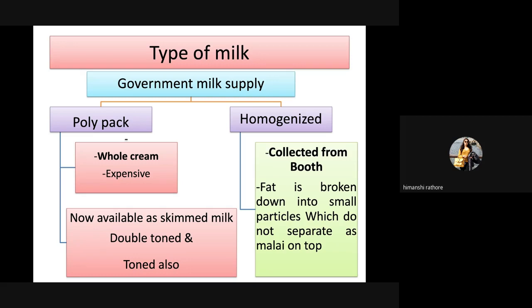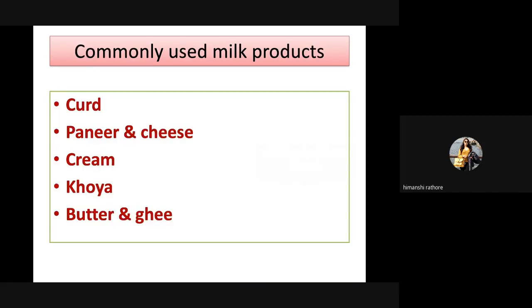In polypack, we have full cream milk, toned milk, skimmed milk, double toned milk. Depending on the percentages of fat, they are differentiated in these different types of milk packets. So, if a person wants to have full cream milk, they want a high percentage of fat, they can purchase full cream milk. And those who don't want to gain weight and want to avoid the fat percentages can go for toned milk.